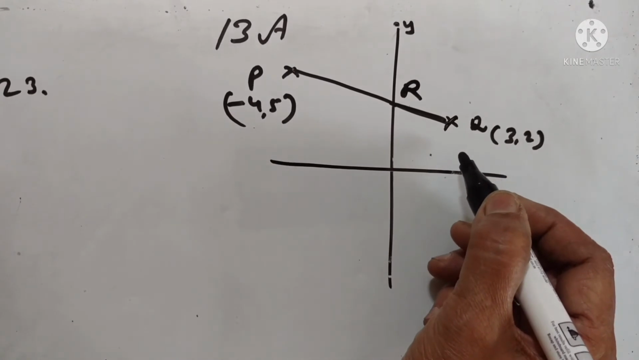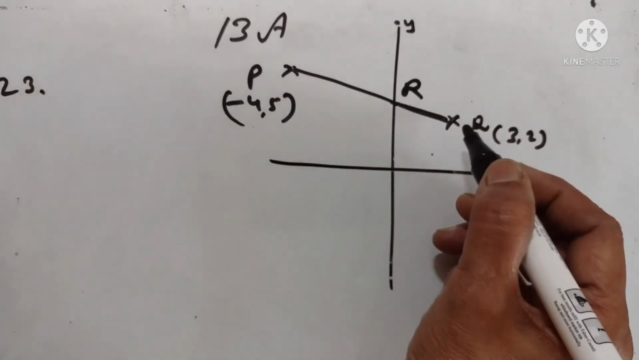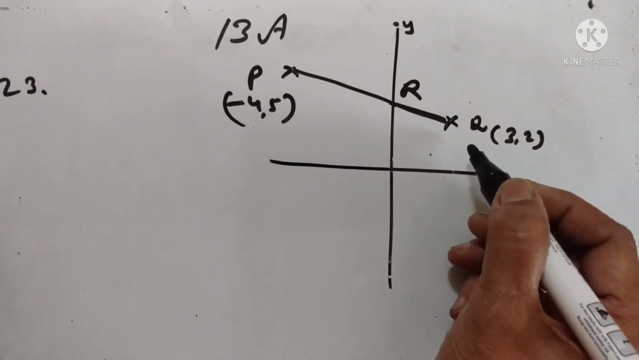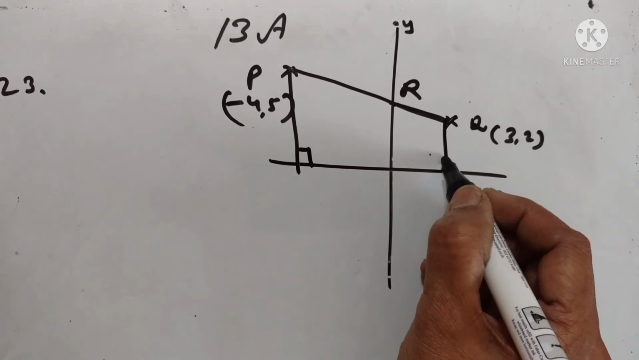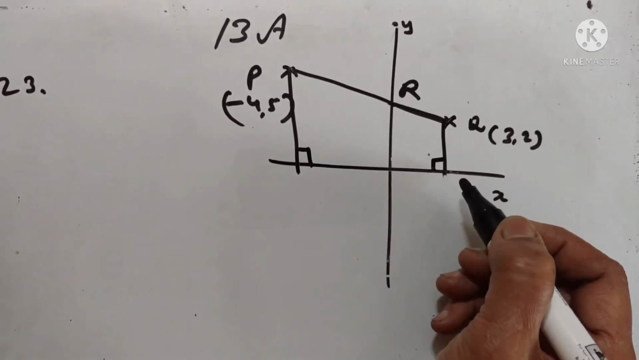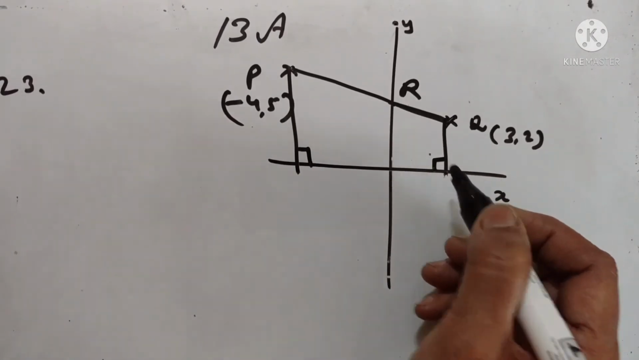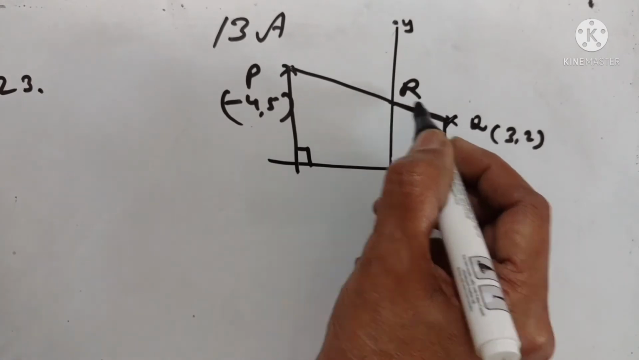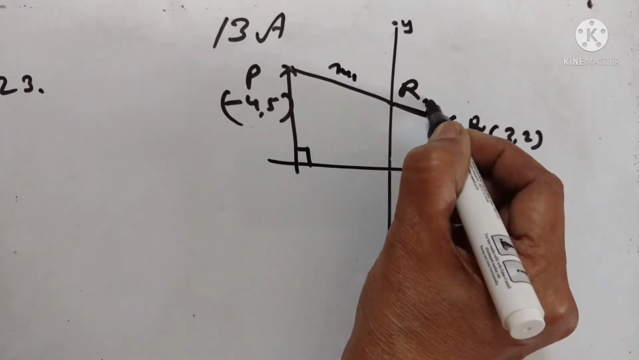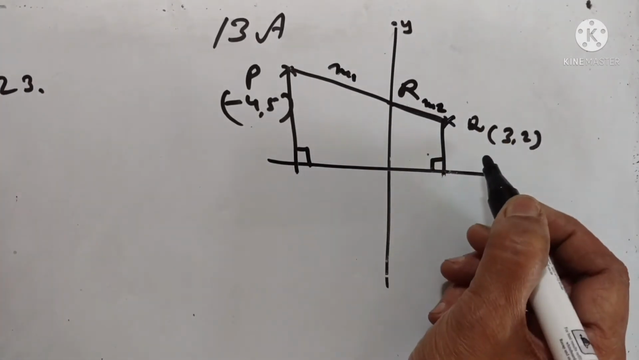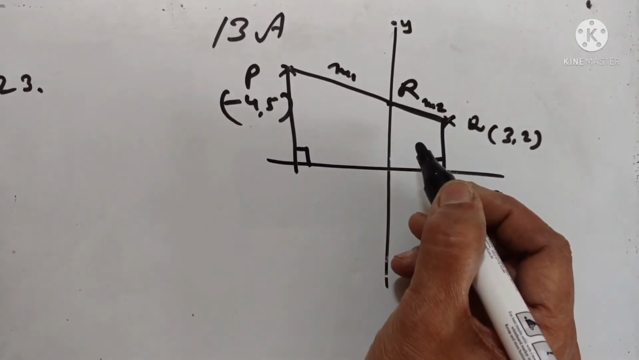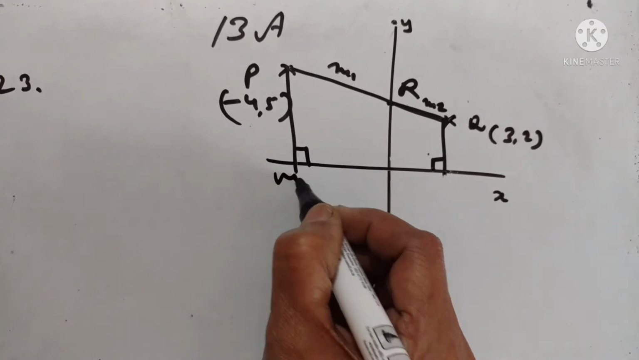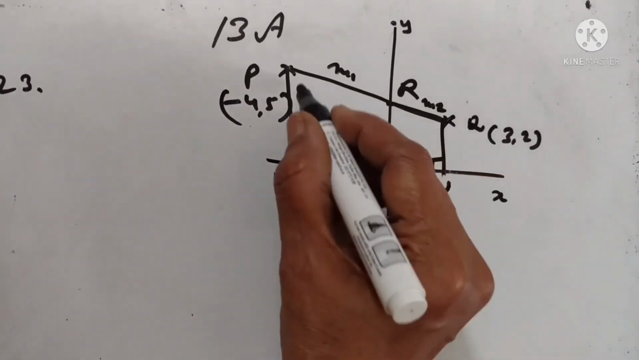PM and QN are perpendiculars from P and Q on the x-axis. Find the ratio PR is to RQ, M1 is to M2, the coordinates of R, and the area of the quadrilateral PMNQ.